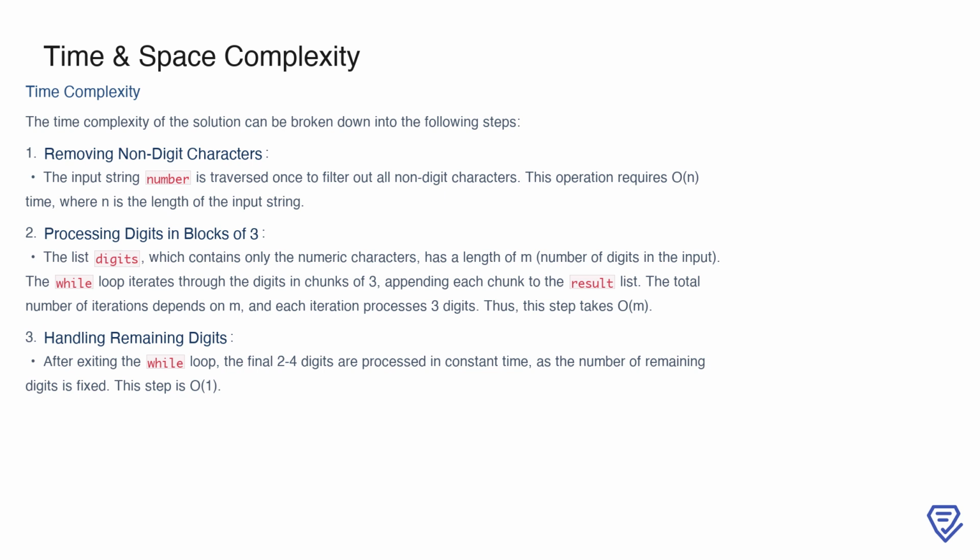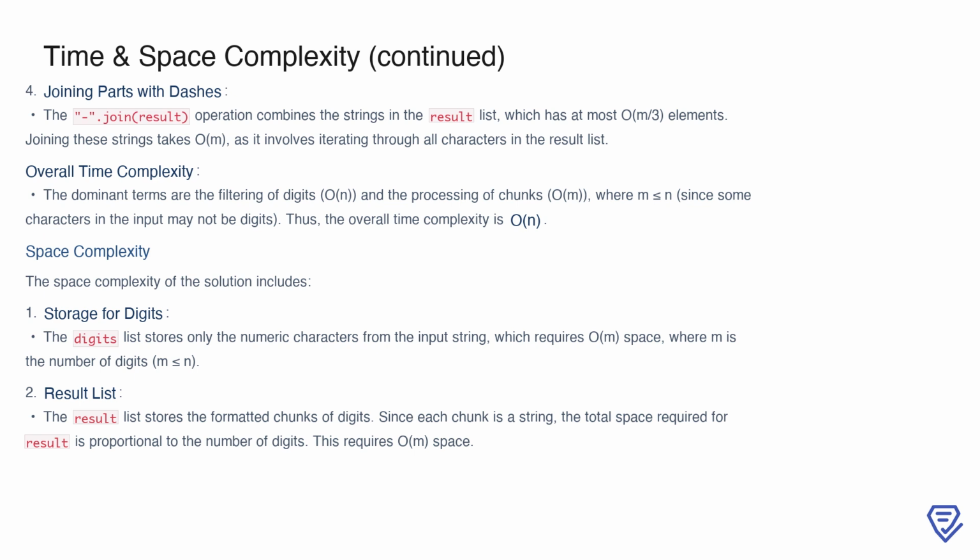Finally, handling the remaining digits outside of the loop, whether it's 2, 3, or 4 digits, requires constant time because the number of digits being processed is fixed. This means the time complexity for handling these remaining digits is O(1). Now, when it comes to joining the formatted parts with dashes, the operation dash.join(result) combines the strings stored in the result list. The result list contains at most m/3 elements, as each chunk represents 3 digits. However, the joining operation ultimately involves iterating through all the characters in the result list, which takes O(m) time.